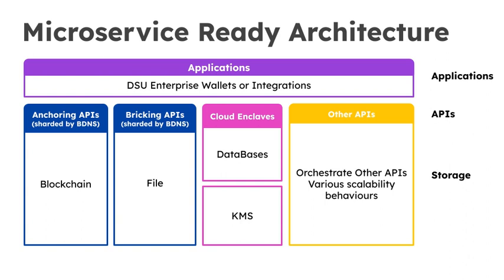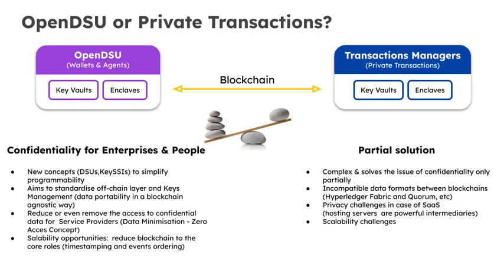Our core microservices include anchoring APIs and bricking APIs, both of which can be efficiently sharded by BDNS, enhancing the system's reliability. For the secure processing of data, we utilize cloud enclaves. In terms of storage, OpenDSU not only covers traditional data storage, but also extends its capabilities through cloud enclaves. This integration includes proper key management systems, ensuring enhanced security and effective management of cryptographic keys.